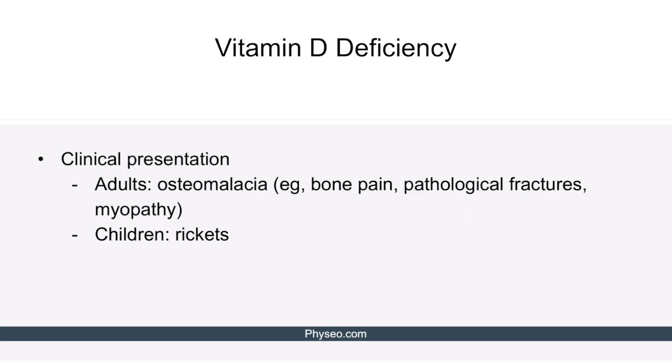Vitamin D deficiency causes different syndromes depending on the age group. In adults, it causes osteomalacia due to alteration in bone mineralization. This can manifest as bone pain, pathological fractures, or myopathy. Osteomalacia will be covered in greater depth in another lecture. In the pediatric population, vitamin D deficiency leads to rickets that we will discuss in the next slides.